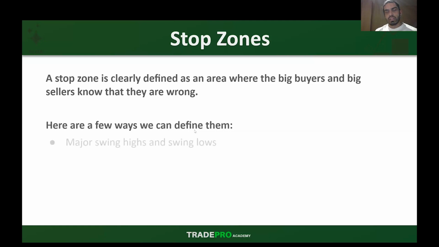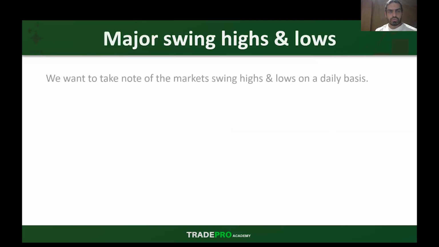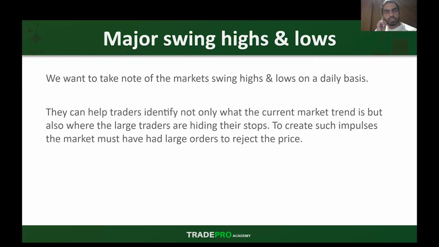So here are a few ways we can define them. We can find major swing highs and lows naturally. We can find cascading of stops, and one-time framing. So what do these mean? Major swing highs and lows, this is the most basic concept realistically. We want to take note of market swing highs and lows on a daily basis. They can help traders identify not only what the current trend of the market is, but also where the large traders are hiding their stops.